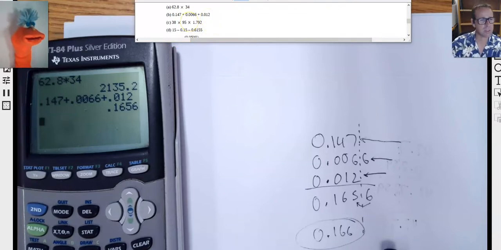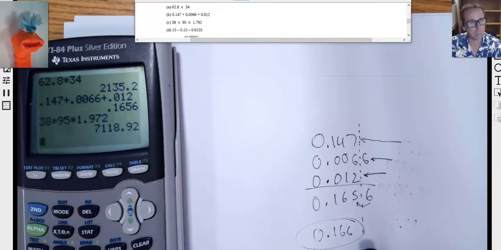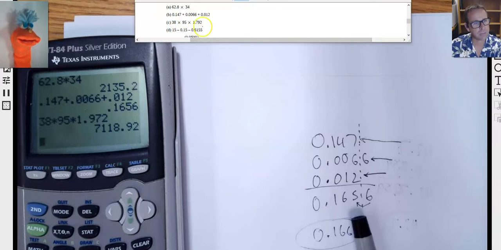How many significant figures there? Our answer is going to be 2. Very good. 38 times 95 times 1.972. Now tell everybody how you knew it was only 2. Well, the first number, 38, has 2 significant figures. 95 has 2, and 1.972 has 4. So, because the lowest one has 2, the answer is going to have 2. Very good. So 7,100 then is going to be our answer.